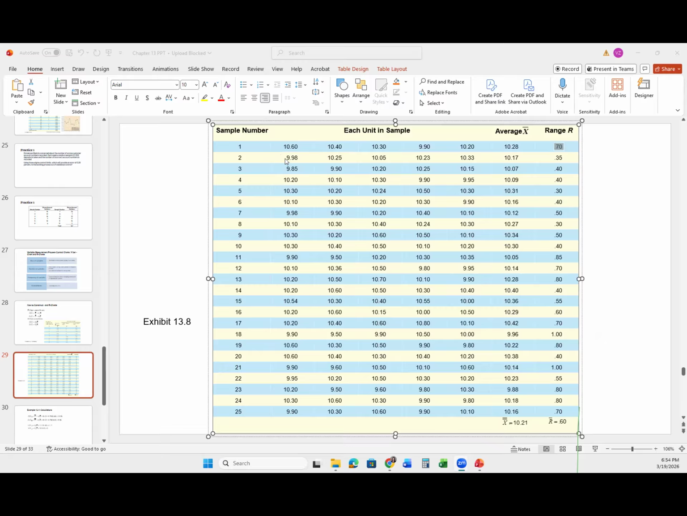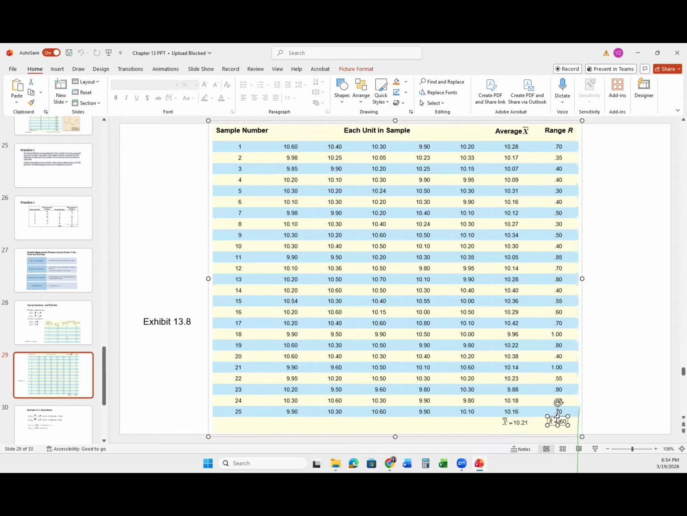So continue. Sample 2, what is the maximum? What is the largest number here? This one, unit 5, so 10.33. We use 10.33 minus the smallest, which is 9.98. Then we got 0.35. Then you just continue doing all the ranges. You can use Excel or your calculator, either way. You find all the ranges for all 25 samples.